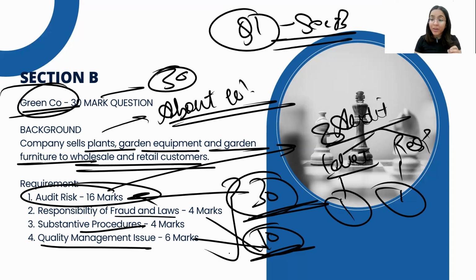So make sure that you don't ignore any part of the syllabus in AA. It is extremely important for you to actually cover every part. If you are not a perfectionist in it, make sure that you at least read it once so that you can at least write something about it.